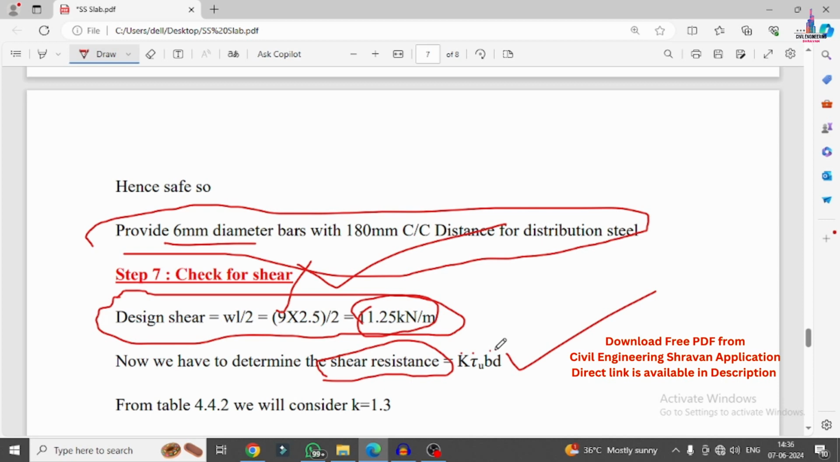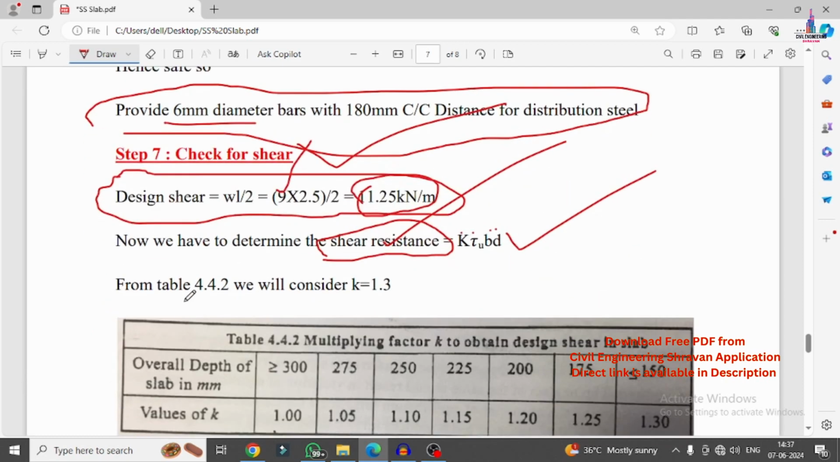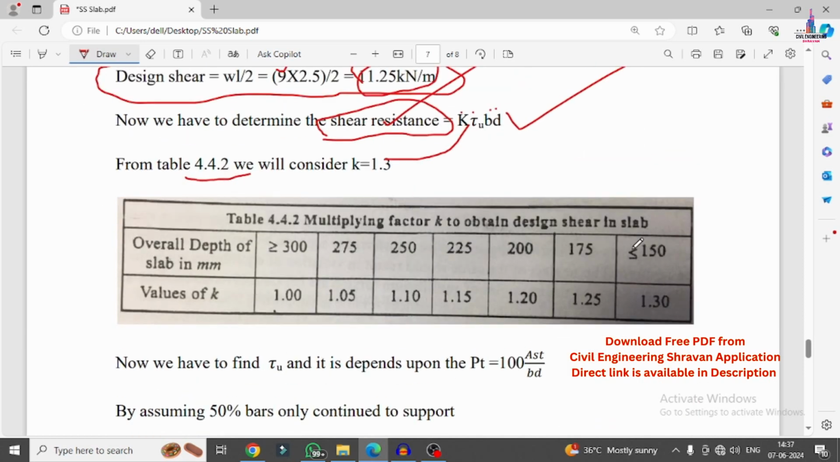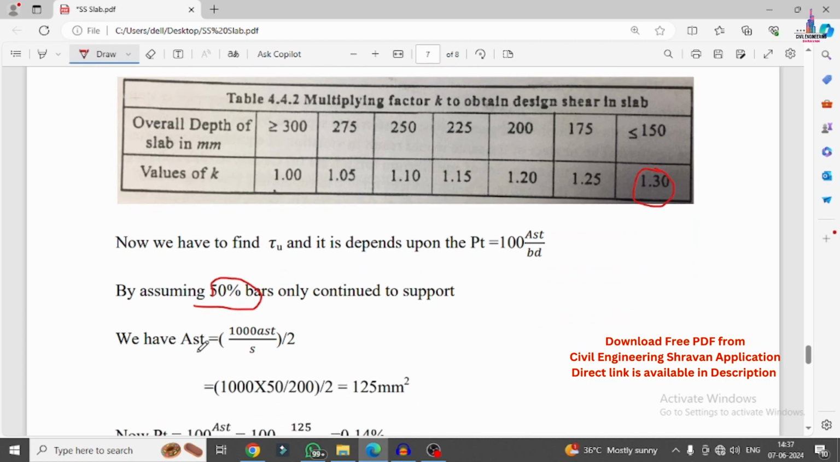We have the formula: multiplication factor into tau value into BD. Okay. So if the calculated shear resistance is higher than the design shear, then it is safe as per the shear check. So from table 4.4.2, we have to consider this K value of 1.3. If the overall depth of the slab is less than 150 mm, that's why I'm taking the 1.3 factor here. Now for determining the tau u value, which depends mainly on the percentage of tension steel, given by the formula 100 into AST divided by BD. So now assuming that 50% of the bars are only used for the continuously supported sections.